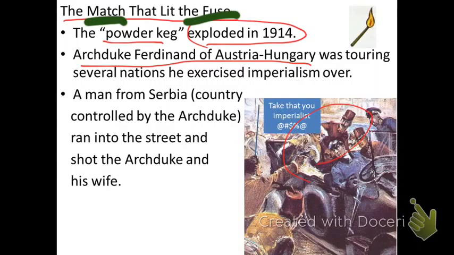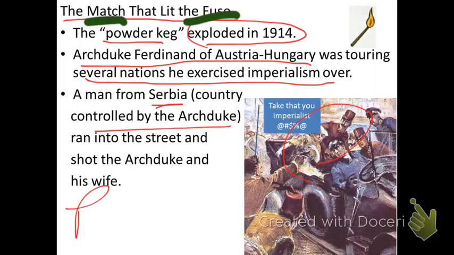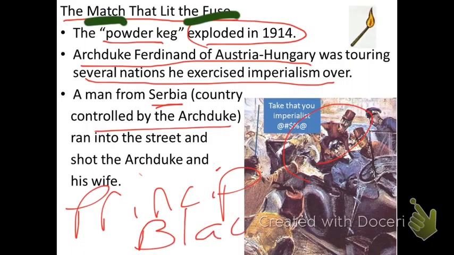Anyway, let's move forward. As I was saying, the Archduke and his wife and others were touring some of the countries that Austria had imperialistic control over, several of the nations that they exercised imperialism over. One of them was Serbia, which was a country controlled by the Archduke. He ran into the street and shot and killed the Archduke and his wife. The man's name who shot and killed him was Princip, who was a member of the Black Hand.